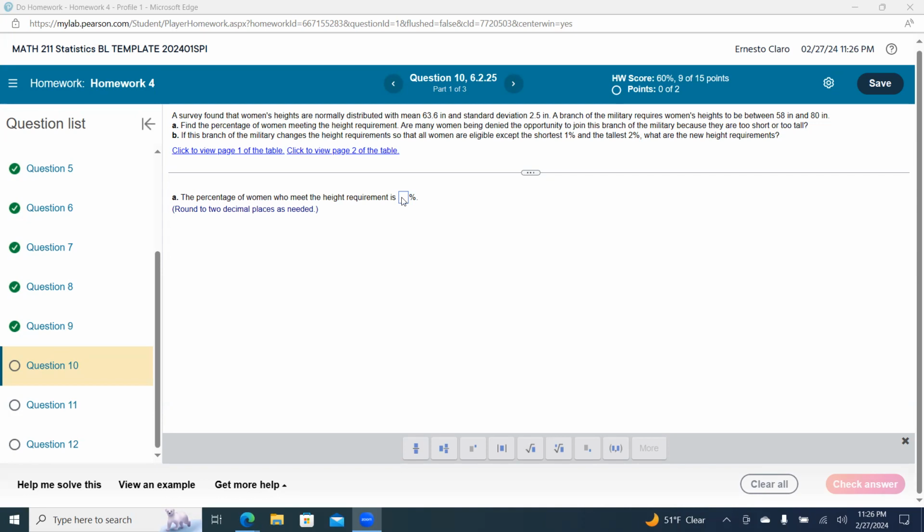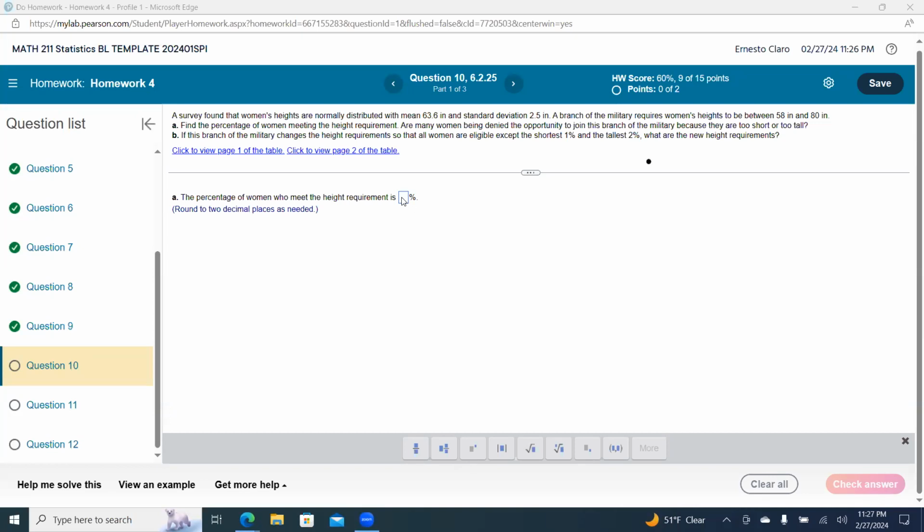So wait, I kind of read this and don't understand. Yeah, a branch of military requires women's heights to be between those two numbers. Find the percentage of women meeting the height requirements. Are many women being denied the opportunity? Okay, so we can do that one pretty easily. What is B if the branch of the military changes the height requirement so that all women are eligible except the shortest 1% and tallest 2%? Okay, so I can see the problem now.